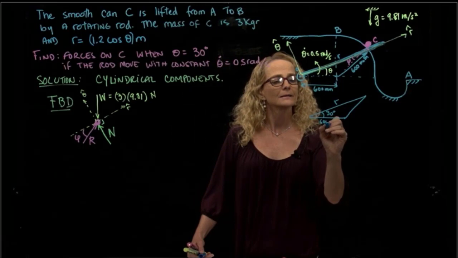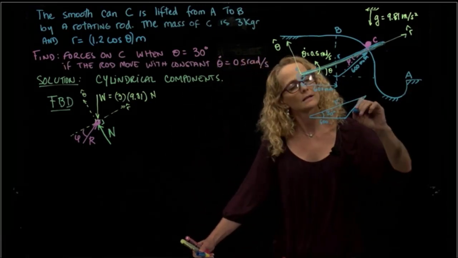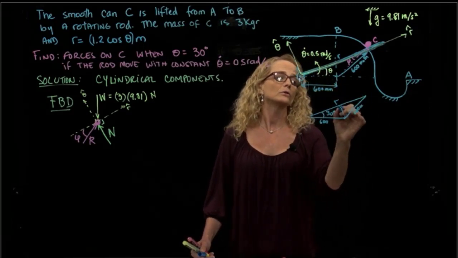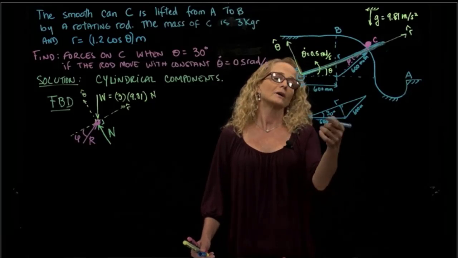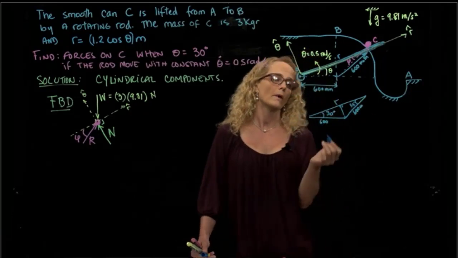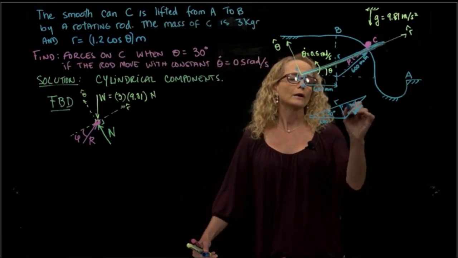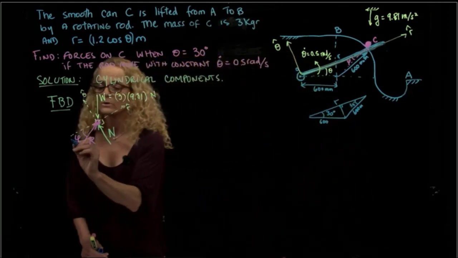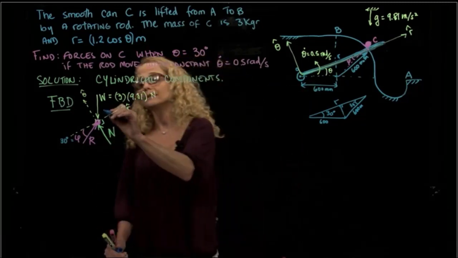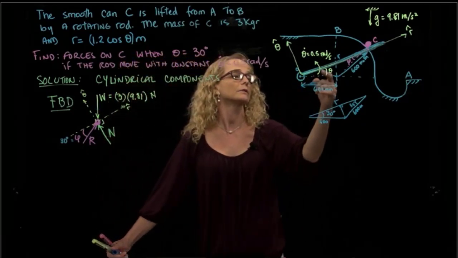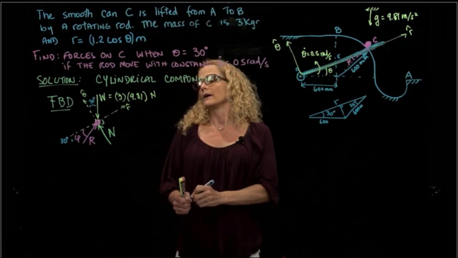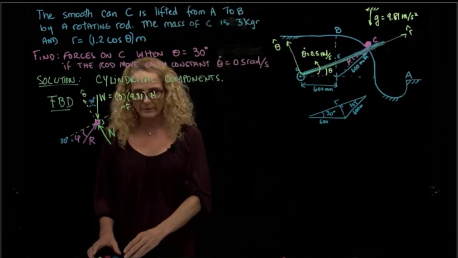This is 600 millimeters, and this is also 600 millimeters. If we split the triangle in two, we see that those triangles are exactly the same, so this angle has to be 30 degrees as well. So this phi is also 30 degrees. And since the bar is inclined 30 degrees, this is also 30 degrees. So we have two forces, and all of them are at 30 degrees.